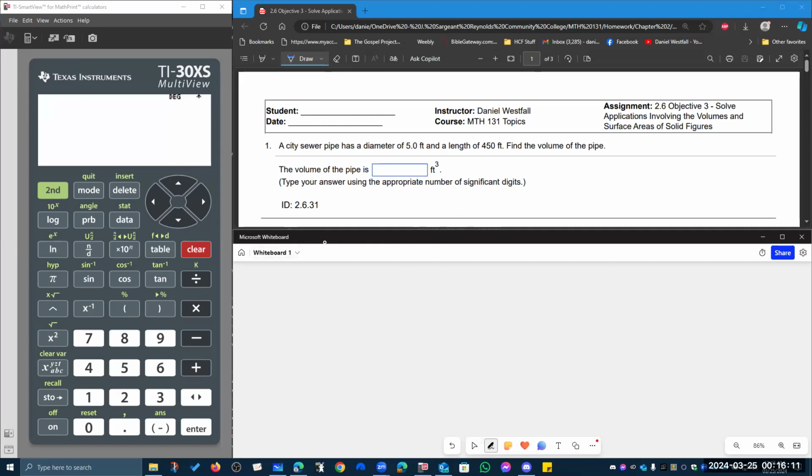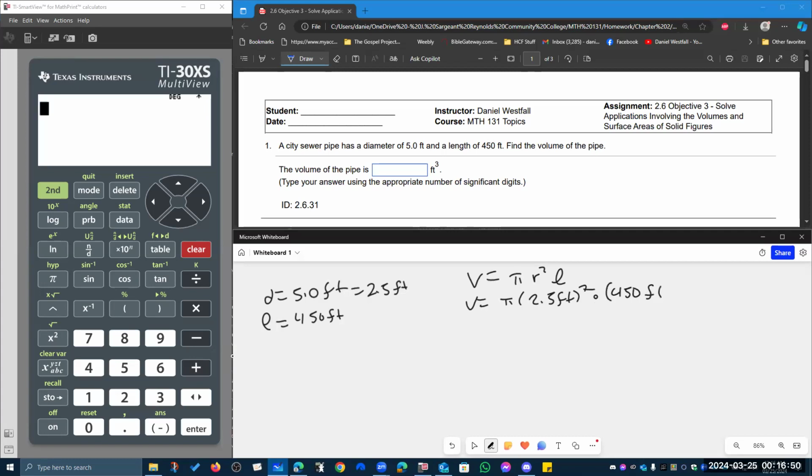A city sewer pipe has a diameter D of 5.0 feet, and a length that's going to be equivalent to the height in the formula, because the pipe is laying on its side. The cylinder length is 450 feet. So our formula is V equals pi r squared L, where r is 2.5 feet. So V is going to be pi times 2.5 feet squared times 450 feet. It's going to give me an answer in cubic feet.